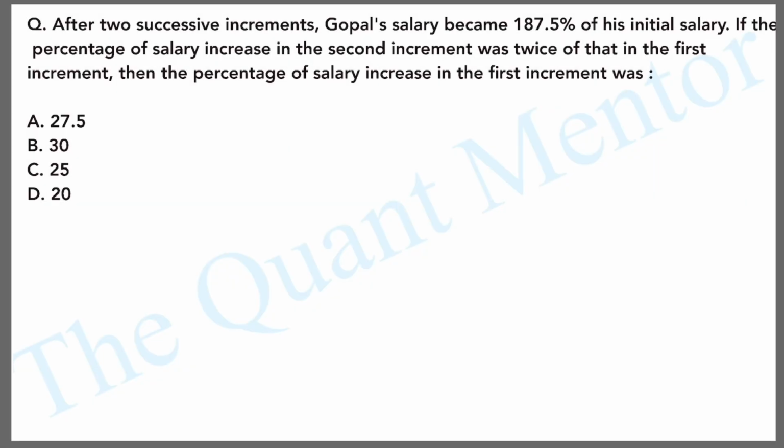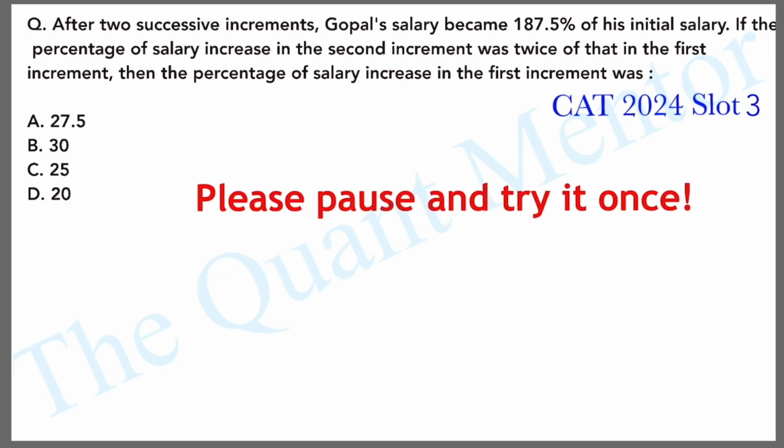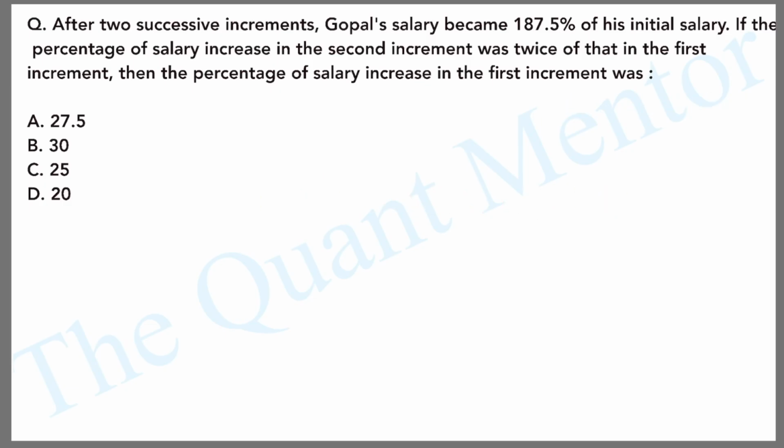Alright guys, this is your next question from CAT 24, the third slot. Please pause the video and try it out, and you can resume for the solution. The question says, after two successive increments, Gopal's salary became 187.5% of his initial salary. The percentage of salary increase in the second increment was twice of that in the first increment. Then the percentage of salary increase in the first increment was, right?